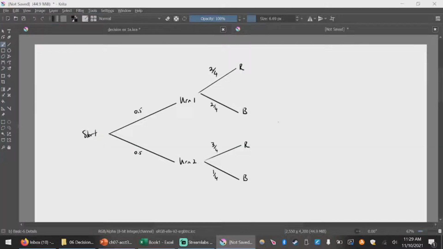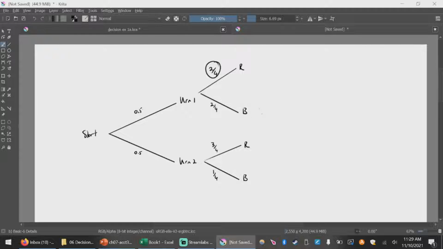Now I can answer a whole bunch of questions, right? Many of the probability questions that I may have are already on the tree. What's the probability of selecting a red ball given you selected urn 1? Well, that's right there, right? So conditional probabilities, some of them are already on the tree, but of course not all of them.